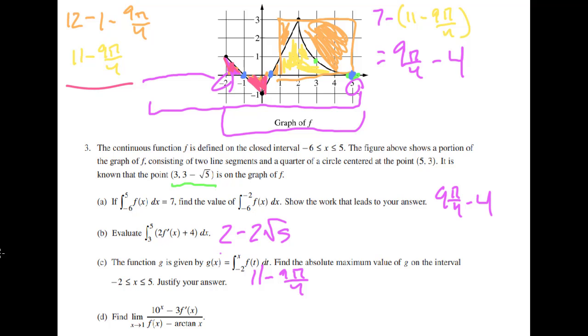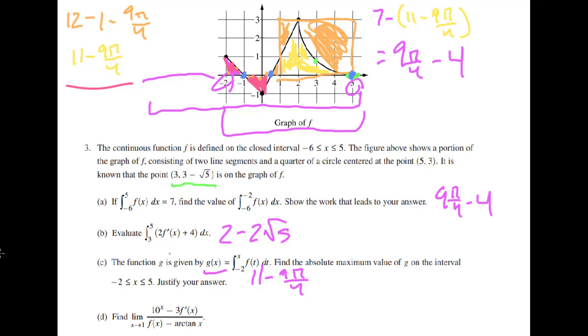We took the derivative of g of x, set it equal to 0, found our critical points, which were at -1, 1/2, 5, and then we tested our other endpoint, -2. We plugged those into our original function, g of x, and we just looked at what the maximum value was. And that was 11 minus 9 pi over 4. Now, other questions might say, find at what point is the absolute maximum value. That's not what we're doing here. We were just finding the actual value, which is 11 minus 9 pi over 4.